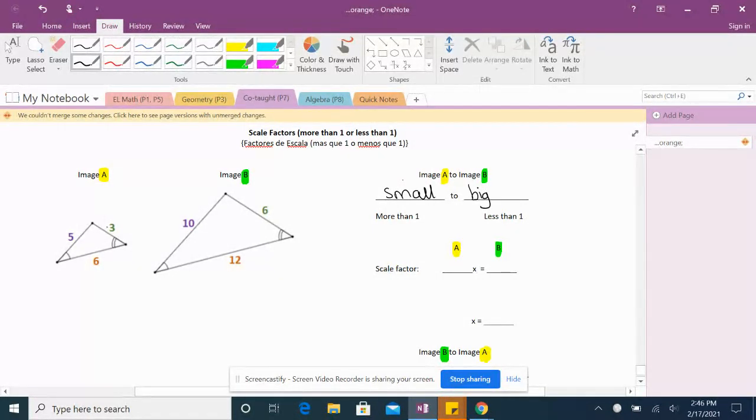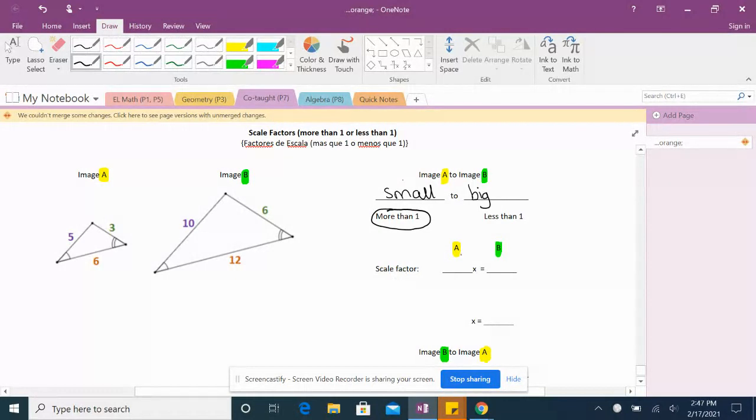Cuando vamos a una imagen más pequeño a una imagen más grande, este is more than one. So the scale factor is more than one when we go from a small image to a big image. El factor de escala es más que uno cuando vamos a una imagen más pequeña a una imagen más grande.